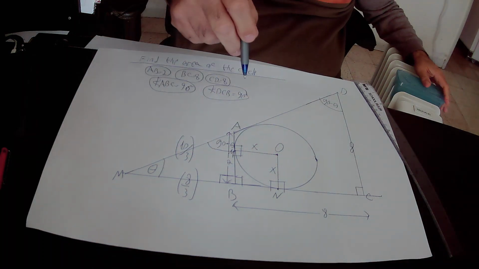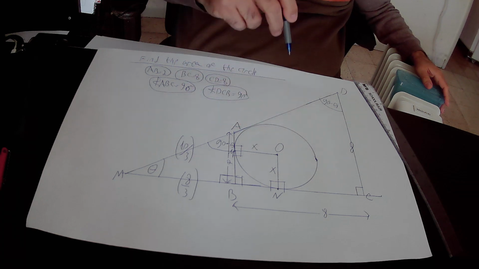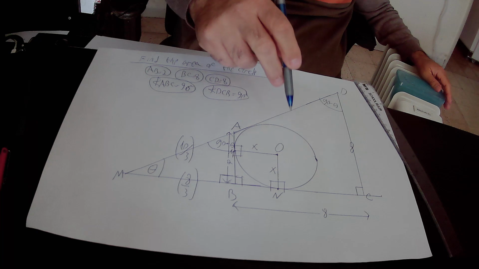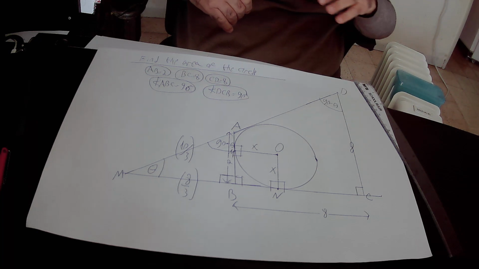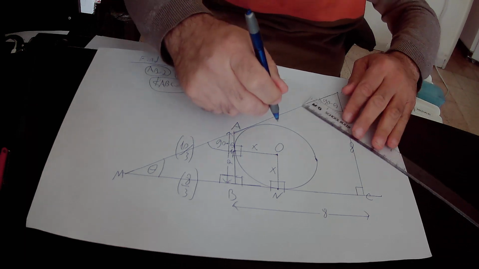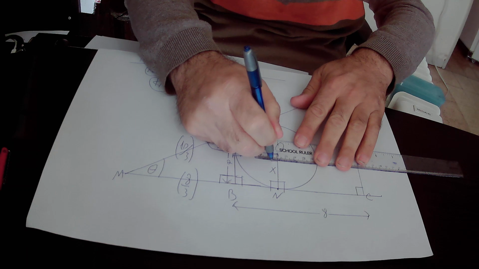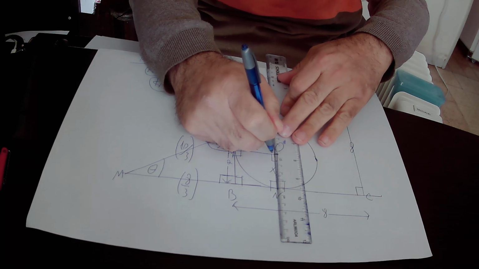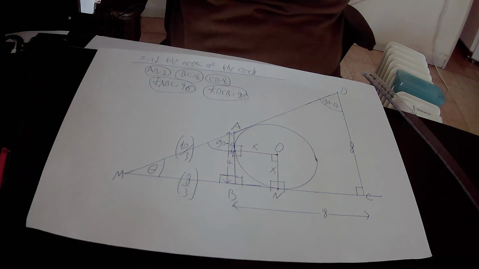We'll focus on quadrilateral MOBN. Inside this quadrilateral MOBN, we have 1, 2, 3 right angles. The sum of 3 right angles is 90 times 3, which is 270 degrees. Therefore, the fourth angle must be equal to 90 degrees, because 270 degrees plus 90 degrees is 360 degrees. That is the sum of the angles in any quadrilateral.